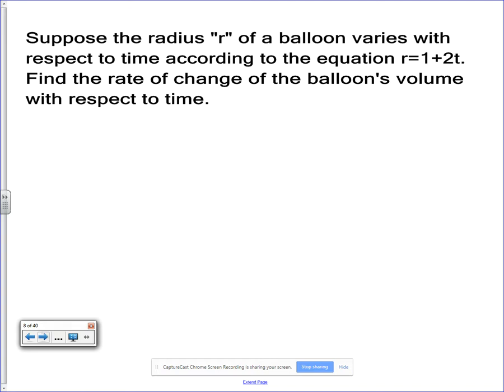Okay, first thing I need is an equation. If I'm going to do any kind of derivative or any kind of chain rule, I need an equation. Well, I've got a balloon and its volume. We're going to say the balloon is a sphere. And the formula for volume of a sphere is, so that's what we're going to use.